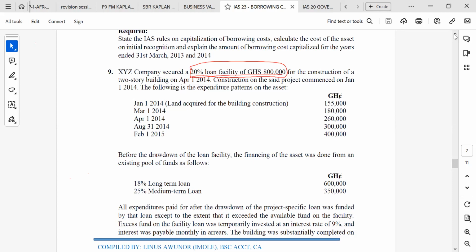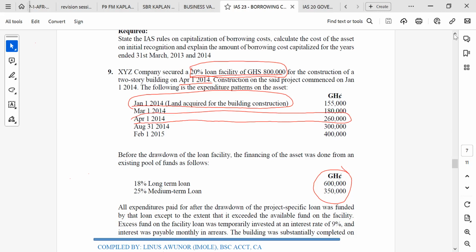But the loan was taken on 1st April, isn't it? Yes. But construction starts on 1st January. It means that from 1st January to 1st March, we were using the general borrowing for the construction. But from April 1, we will start using the specific borrowing, isn't it? Yes. The question even said that before the drawdown of the loan facility, the financing of the asset was done from an existing pool of funds.